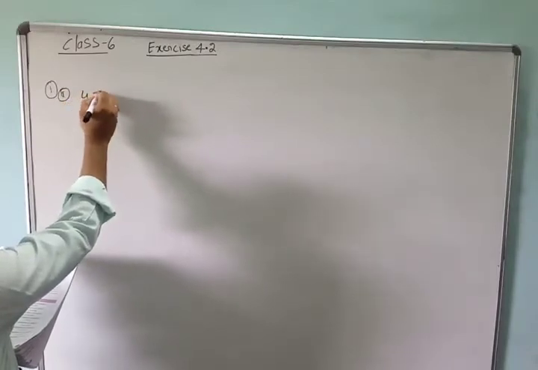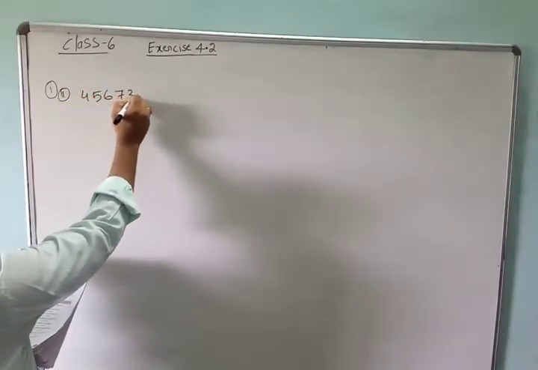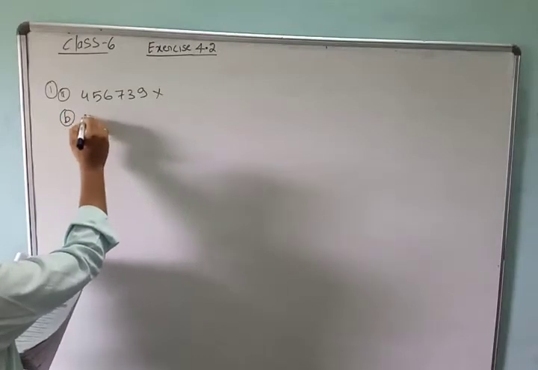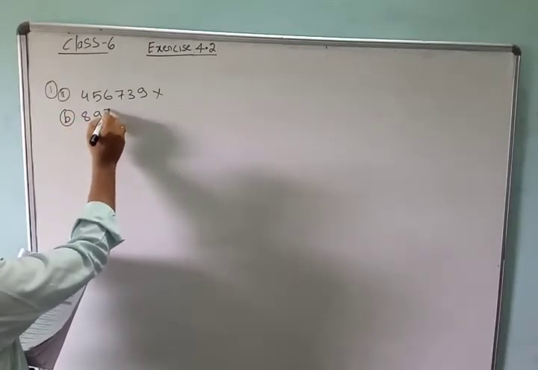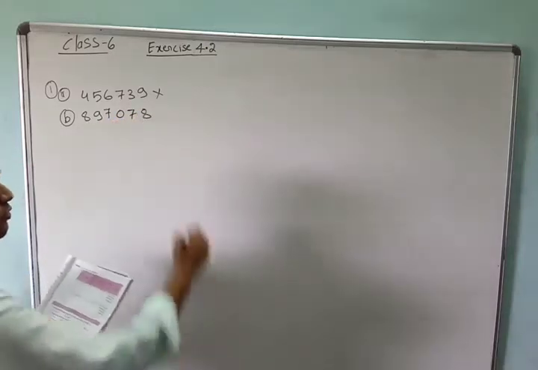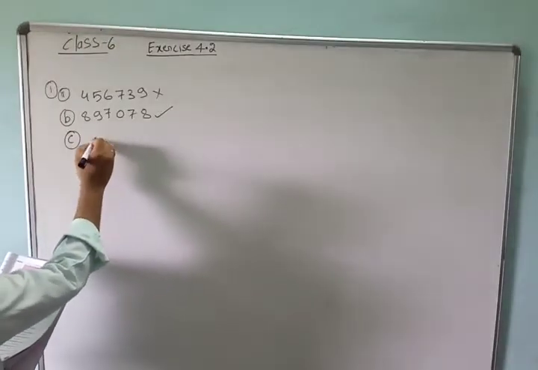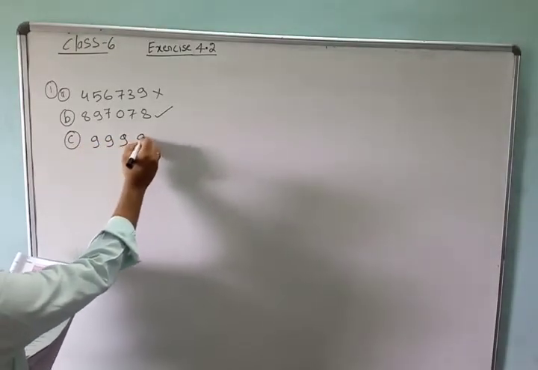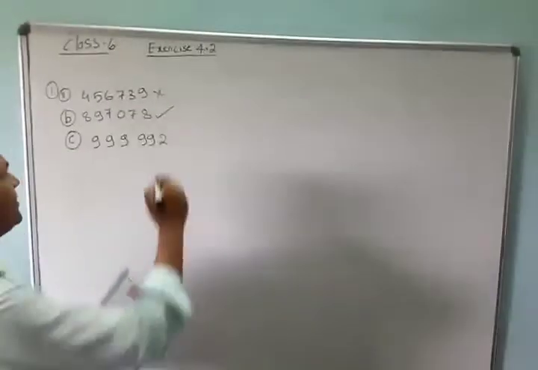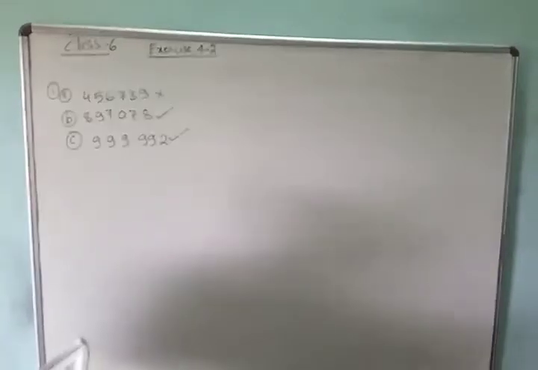So option A: 456739. The last digit is not an even number, so it is not divisible by 2. B: 897078. The last digit is even, so we can say that it is divisible by 2. Then C: 999992. Again the last digit is 2, an even number, so we can say that it is divisible by 2.